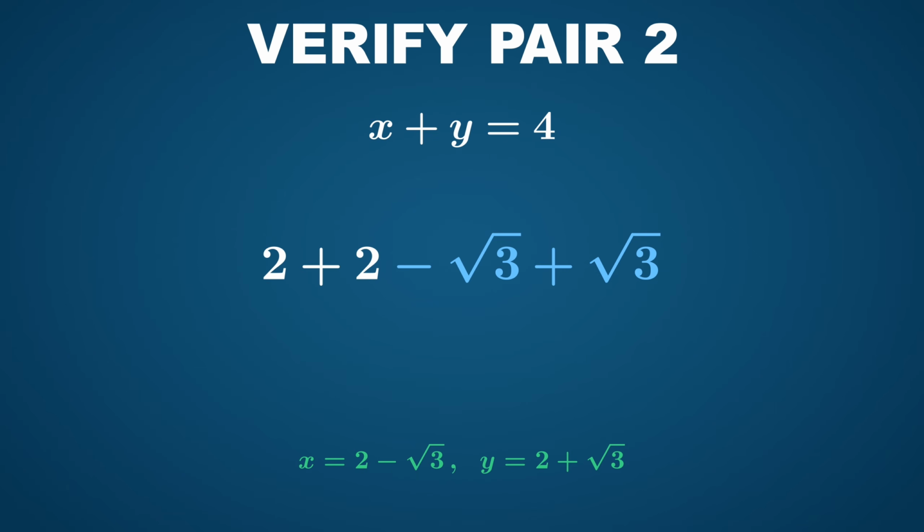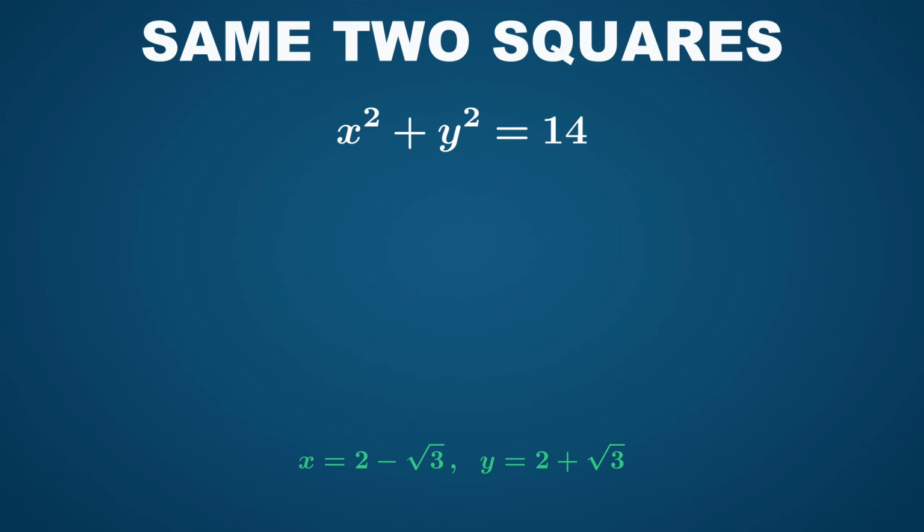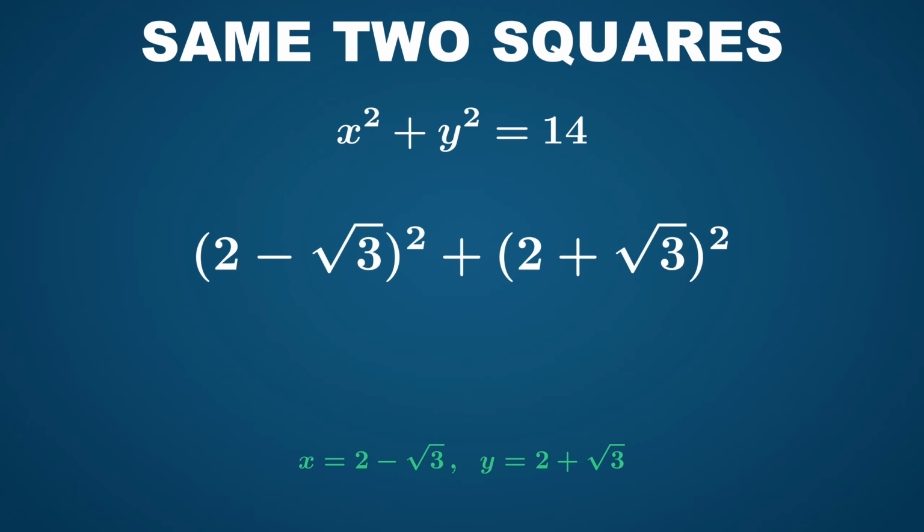We gather the radical terms. We have a negative square root of 3 and a positive square root of 3. They cancel to 0. We are left with exactly 4. This perfectly matches the first equation. We now check the second pair against the second equation, x squared plus y squared equals 14. We substitute our values. We have the quantity 2 minus the square root of 3 squared, plus the quantity 2 plus the square root of 3 squared.